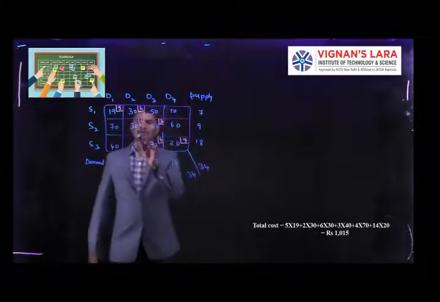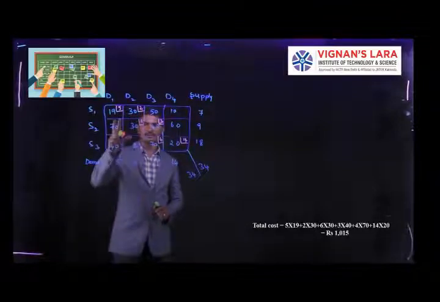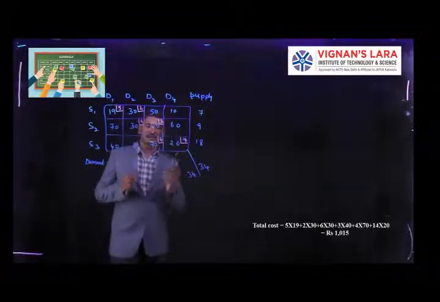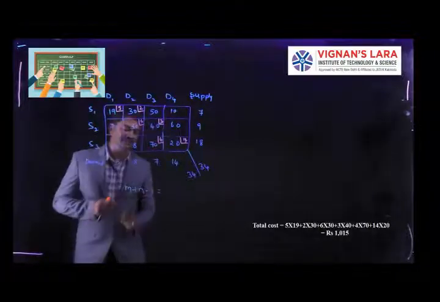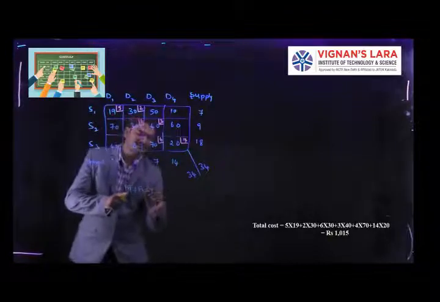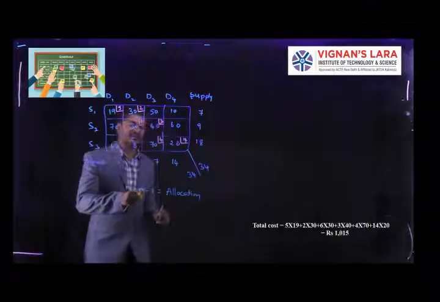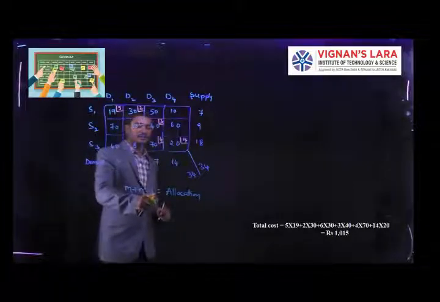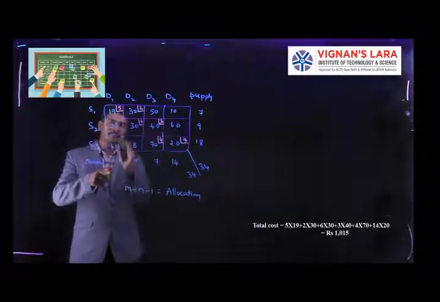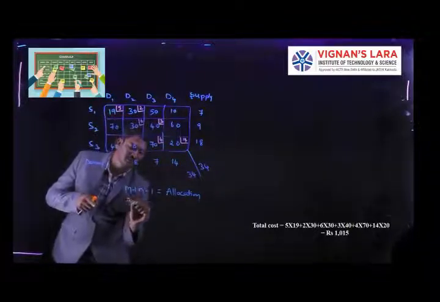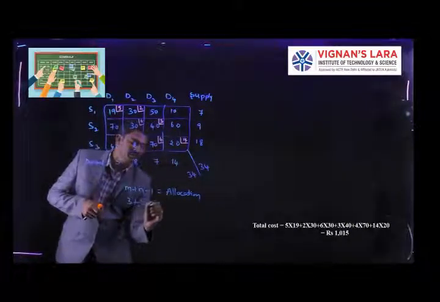Here we are going to cross check the allocations by the supply and demand, whether it is satisfied or not after allocating. Here first we have to check the equation m plus n minus 1 is equal to allocations. Here m is the number of rows and n is the number of columns, and we are subtracting 1. Finally we get the allocations. Coming to our problem, how many rows are there? M means 1, 2, 3 rows are there. Next, how many columns are there? 1, 2, 3, 4. 4 is there. Total 3 plus 4 minus 1 is equal to 6.